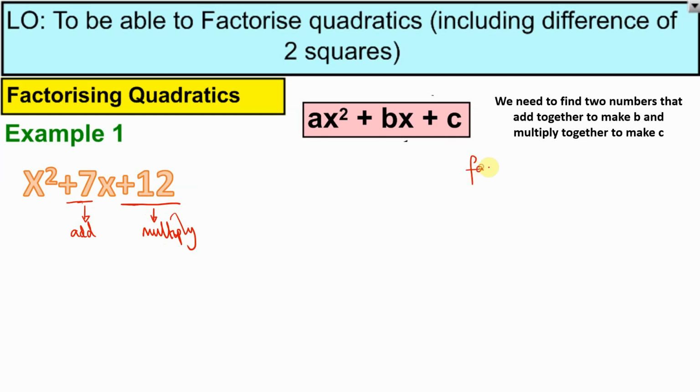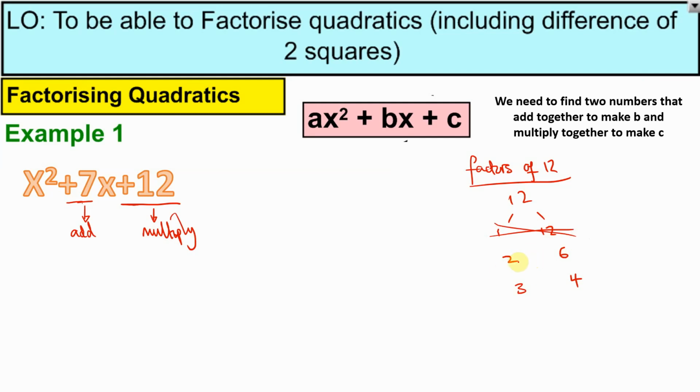So what we want to do is look for our factors of 12. Our factors of 12 are going to be 1 and 12, 2 and 6, 3 and 4. There's no more of them. So factors are obviously just numbers that times together to make it. Then we've got to think, what are these combinations of numbers going to add together to make 7? If we did 1 add 12, we'd get 13. If we did 1 take away 12, we'd get minus 11. So that's obviously not going to work.